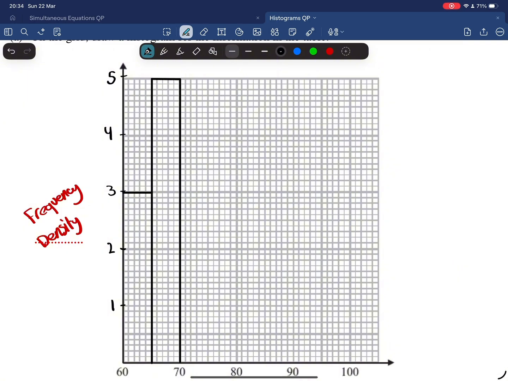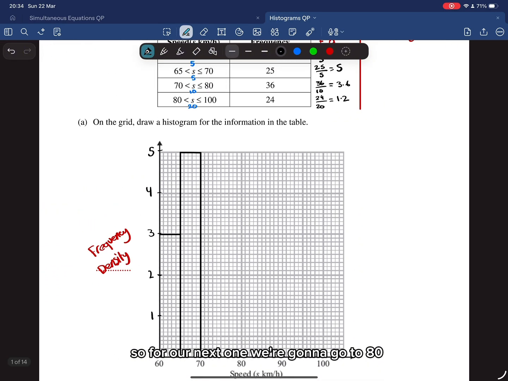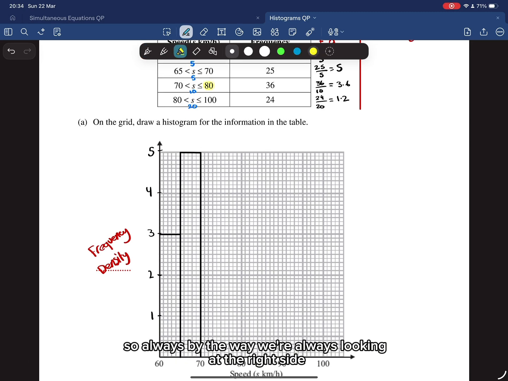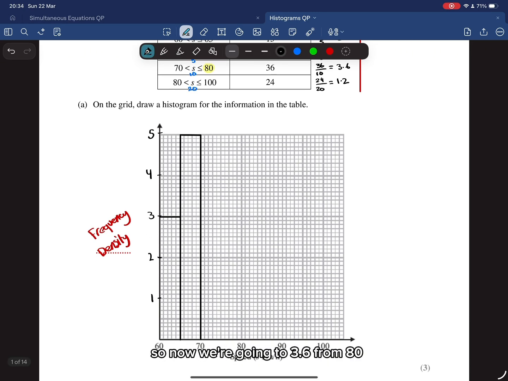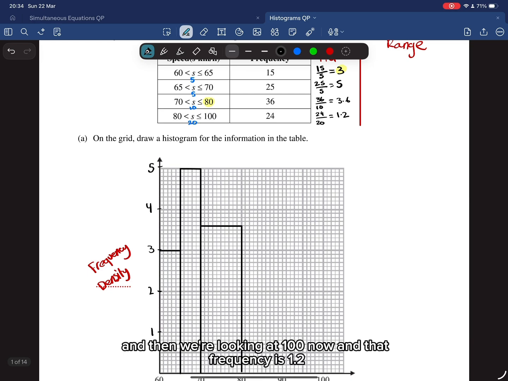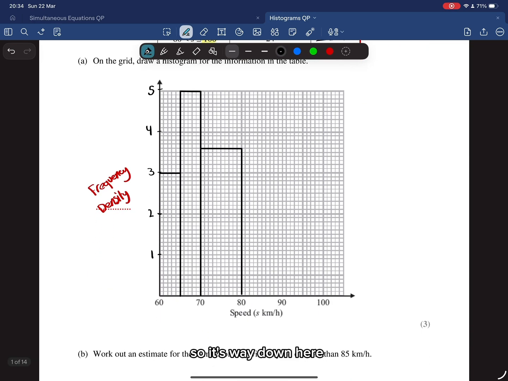For our next one, we're going to go to 80. We're always looking at the right side when we're drawing up to our density. So now we're going to 3.6 from 80. So that's about 3.1, 2, 3, 4, 5, 6. It's kind of like a bar chart from here. And then we're looking at 100 now, and our frequency density is 1.2, so that's way down here. Nice, so we can fill that in a little bit.